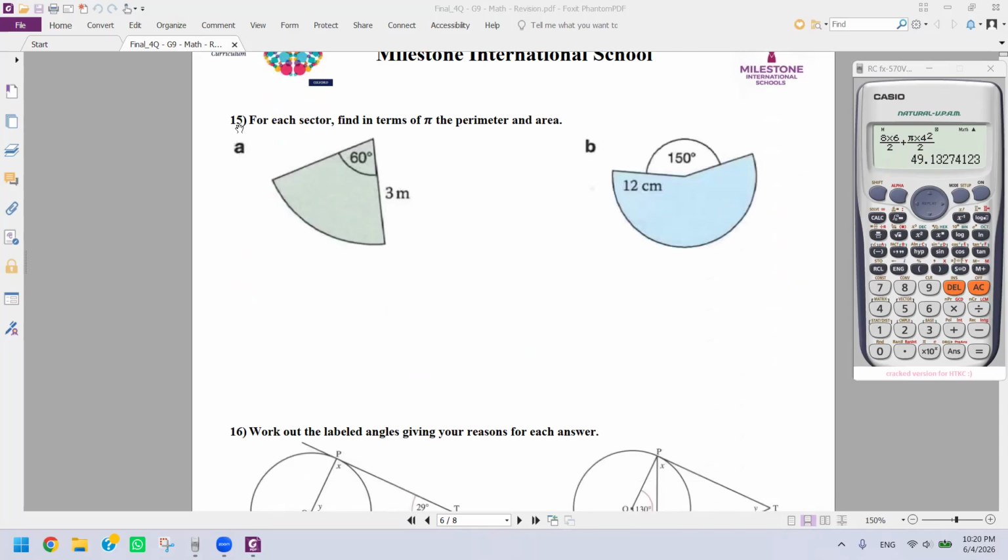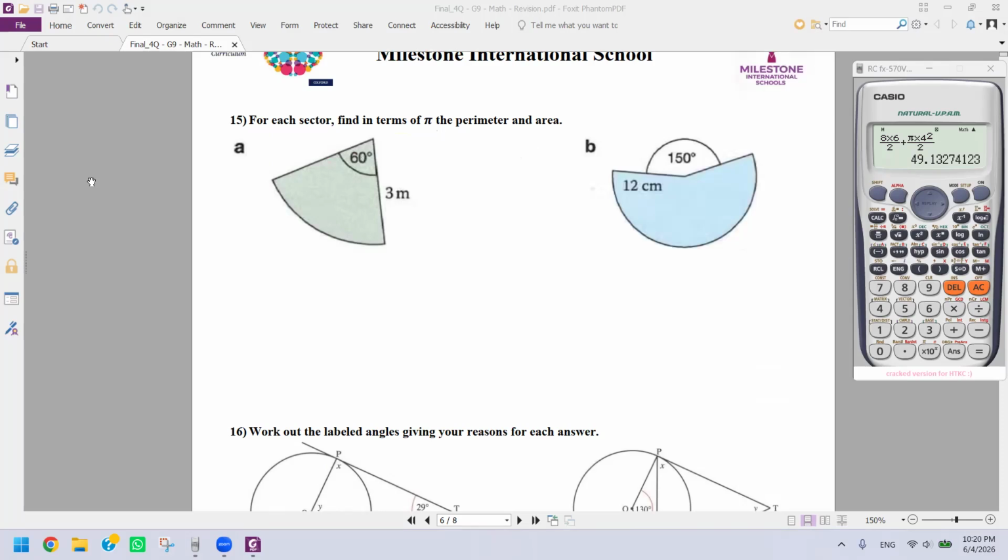Next part. For each sector, sector means radius and part of it. So we are taking part of the circle. I'm taking part of it. For each sector, find in terms of pi, no significant figures. In terms of pi, we will keep pi. The perimeter and area. Let's check how do I find the perimeter.